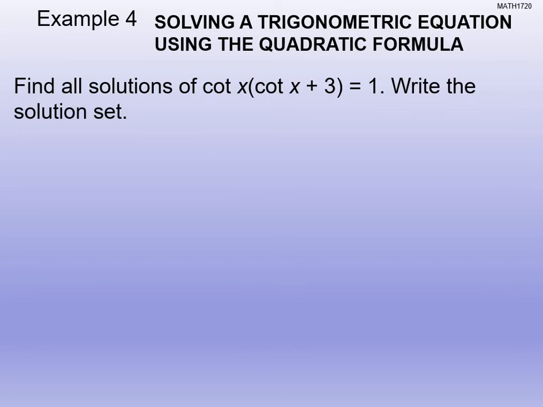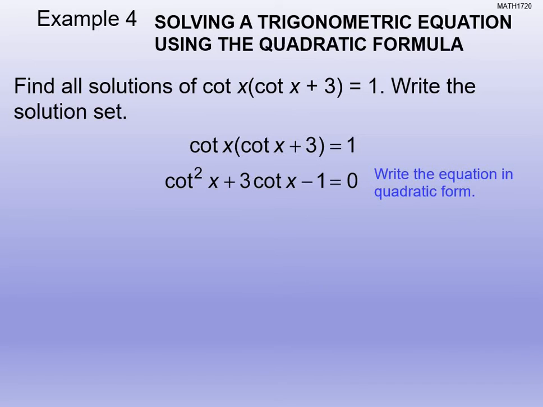Okay, so in this one, how do we know to use the quadratic? Well, you're going to see that it's not really a nice way to factor this. All right, so when we rewrite this, we're going to distribute the cotangent through, and then we're going to subtract 1. All right, so cotangent times cotangent gives us cotangent squared, and then cotangent times 3 gives us 3 cotangent of x, and then we subtract 1. So we're in a quadratic form, right? We have an x squared plus 3x minus 1, if you're thinking of it in algebraic terms. Now this one doesn't factor nicely, so we can use the quadratic formula, okay?